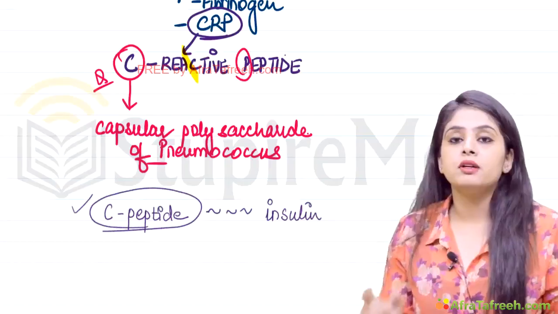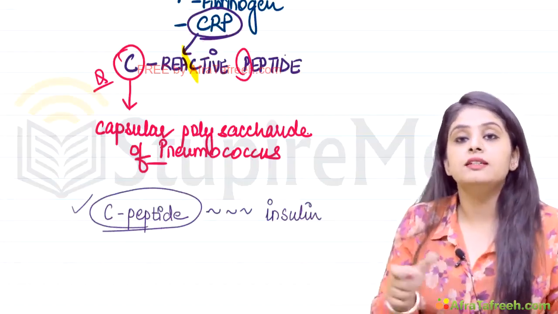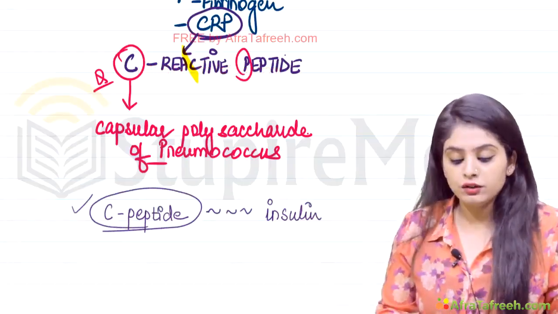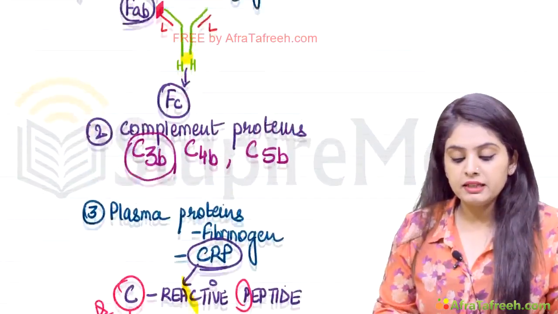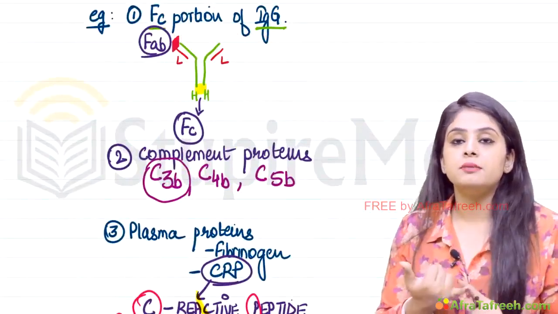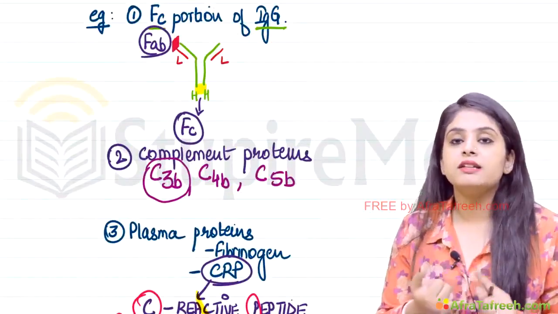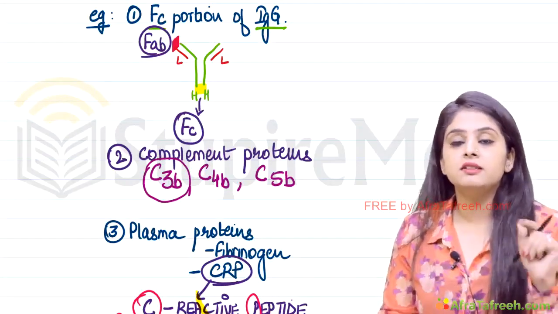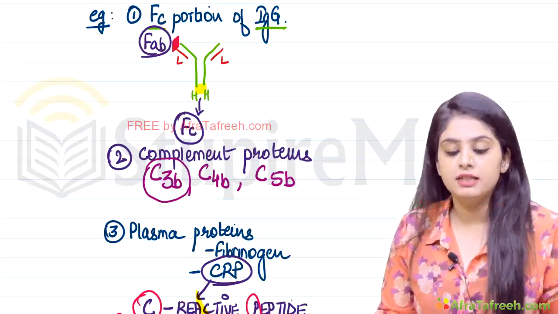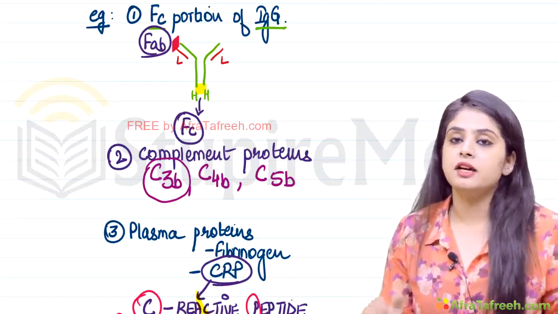Coming back to our topic, remember we are not dealing with C-peptide, we are dealing with C-reactive peptide. So if you have to sum up, there are these three opsonins that we did. One, the FC portion of IgG. Second, complement proteins like C3b, all the Bs, 3b, 4b, 5b. And third, plasma proteins like fibrinogen and CRP.